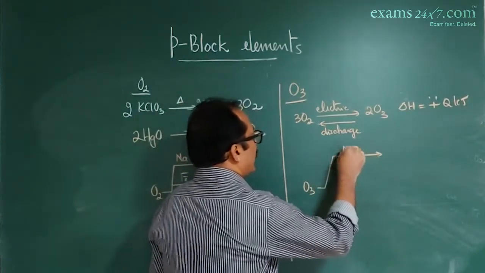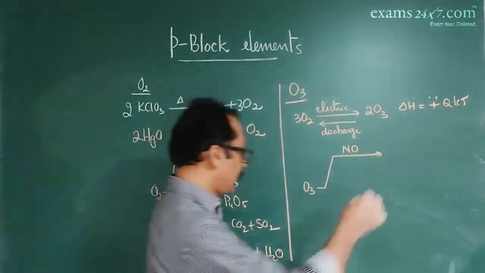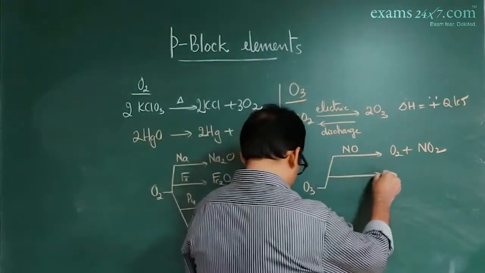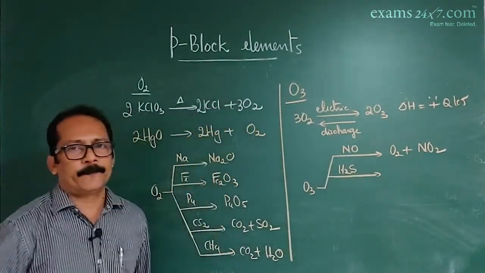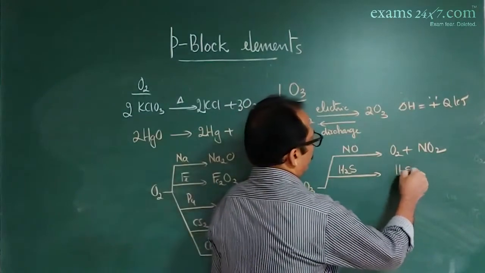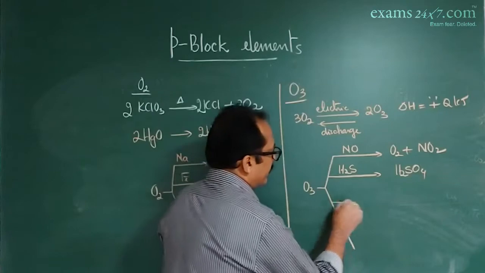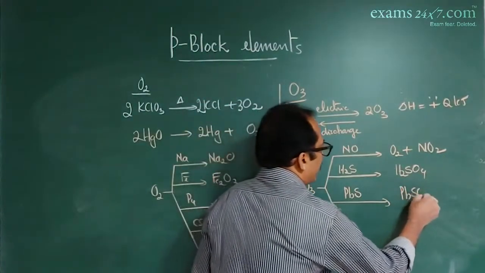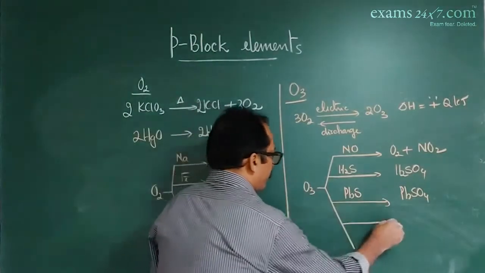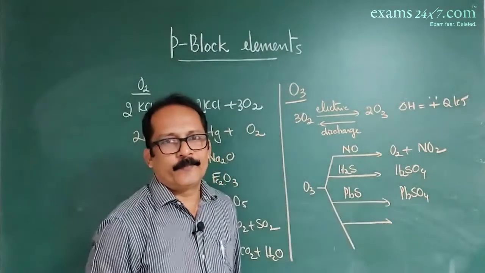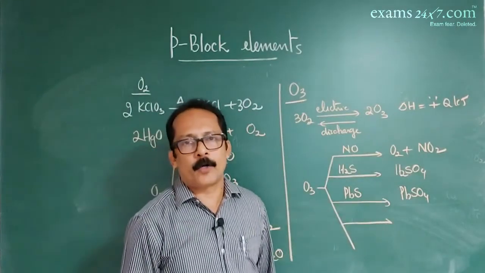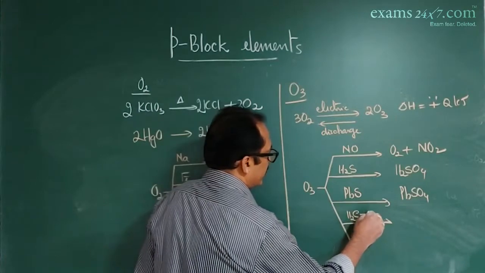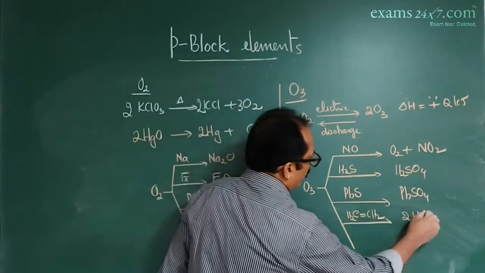Now, about the properties of ozone. Chemical properties: ozone reacts with nitric oxide to give NO2 and O2. Then reaction with hydrogen sulfide: when ozone reacts with H2S, it gives sulphuric acid, H2SO4. Similarly, on treating with lead sulfide, PbS, black colored lead sulfide is converted into a white precipitate of lead sulfate. Then about ozonolysis, ozone reacts with unsaturated compounds, alkenes or alkynes, followed by hydrolysis. Now we'll take ethene, a simple compound, for ozonolysis. That gives 2 moles of formaldehyde.